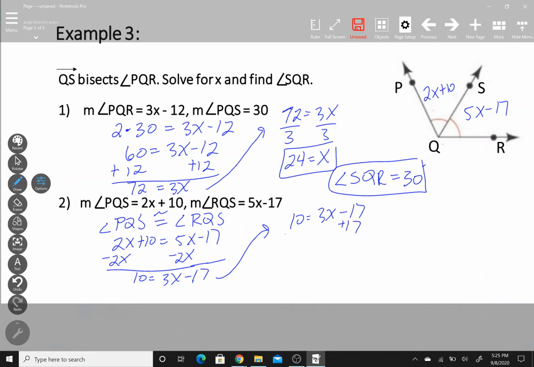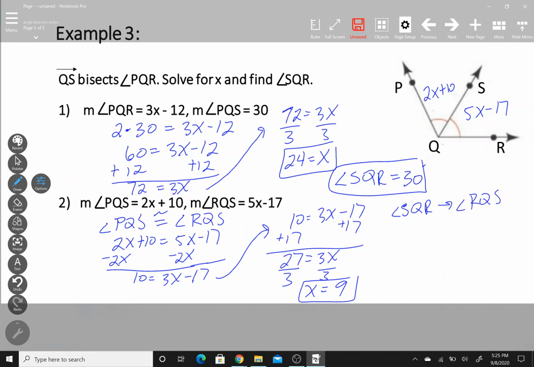Okay, add 17 to both sides. 27 equals 3x, so divide by 3. So x would be equal to 9. All right, so x is 9. And then now we're going to do the last part. We need to find the measure of angle SQR. But remember, angle SQR is really angle RQS, okay? So we're going to plug in. So we're going to do 5 times 9 minus 17.